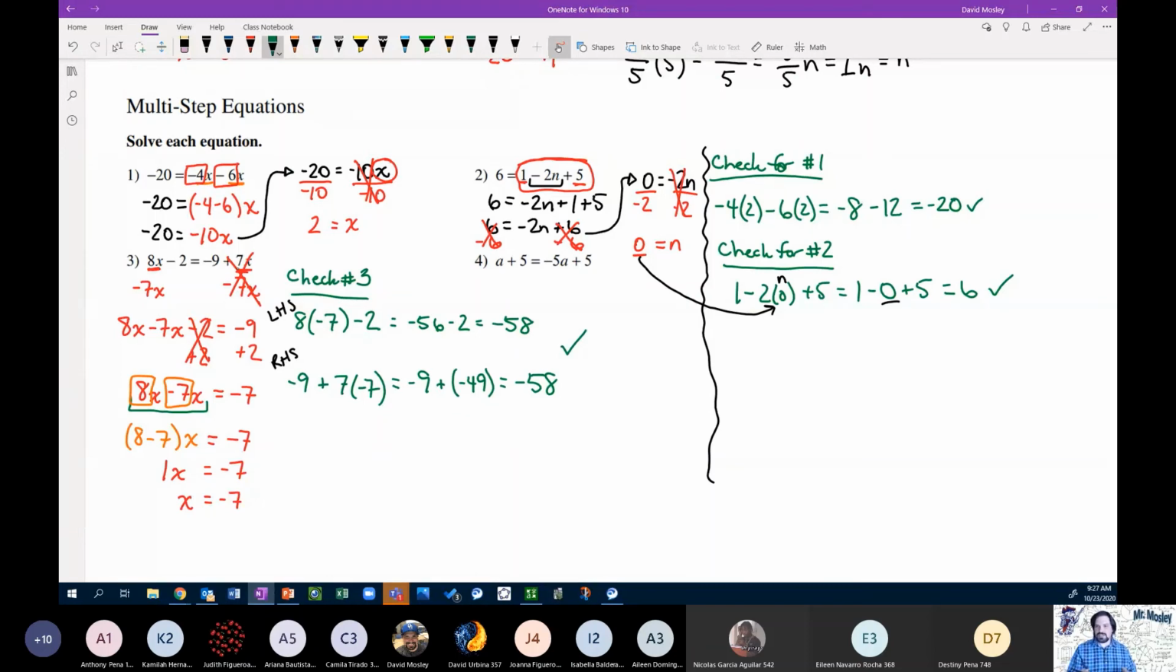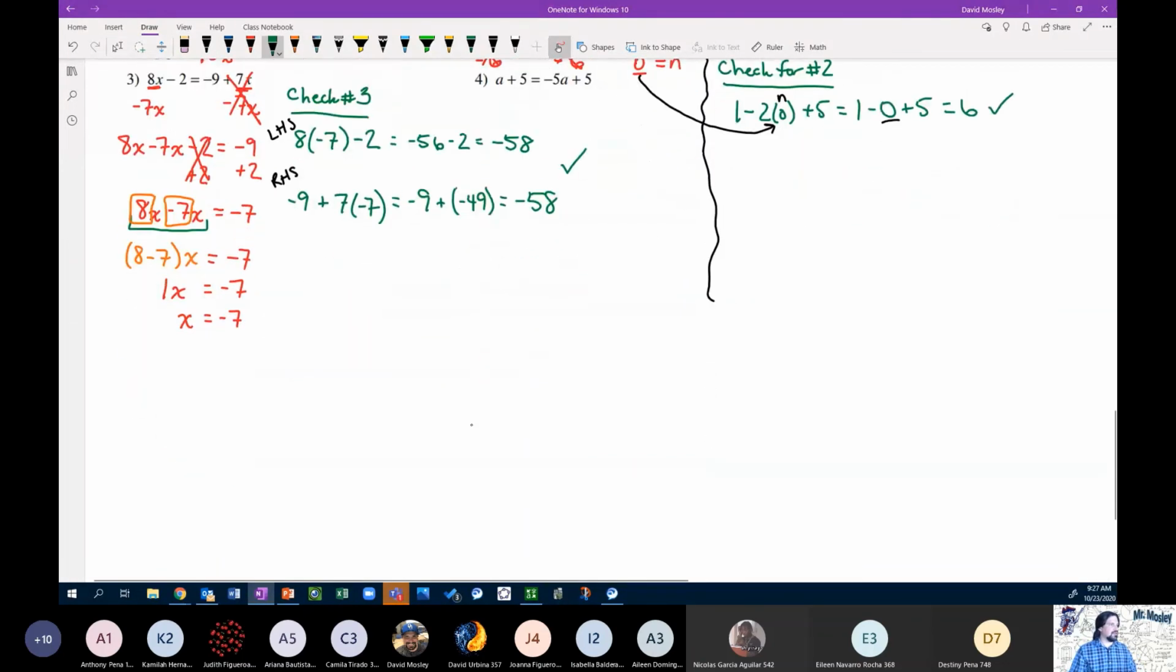Yeah, so Jocelyn, you're asking if it would be the same if it was 8x? Yes, we could do the same problem and subtract the 8x instead, and we'll get the same result. Let's show that for clarification. If we start over, we have 8x minus 2 equals negative 9 plus 7x, and I'm going to subtract 8x from both sides.